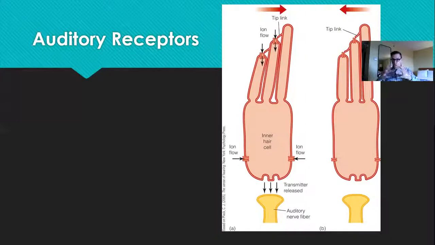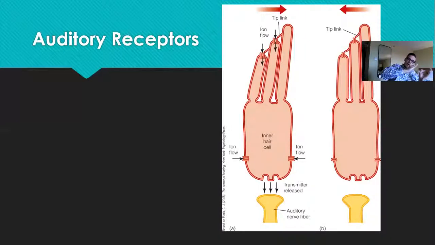But the inner hair cells, where the actual transduction happens, have these cilia, these stereocilia, on the tips. These stereocilia have sodium channels on the tips, and each cilia is attached to the sodium channel of the neighboring cilia's sodium channel. So when the cilia are pushed in one direction, tension is put on those tip links. And when that happens, it pulls open the sodium channels in the neighboring stereocilia. Sodium then floods into the neuron.